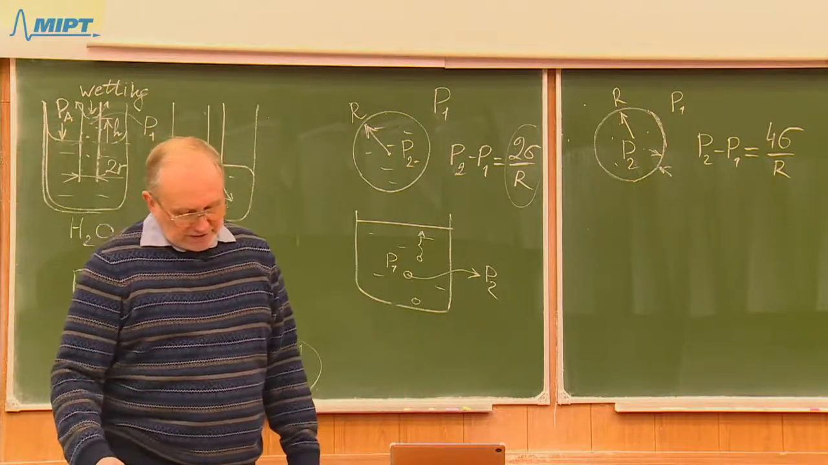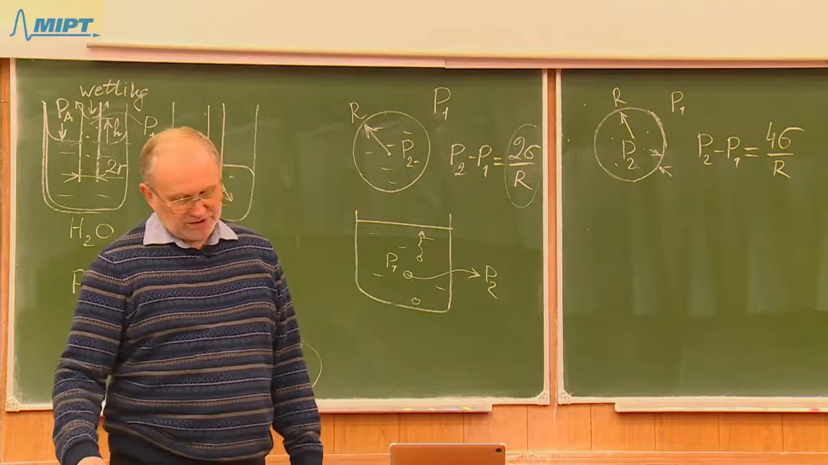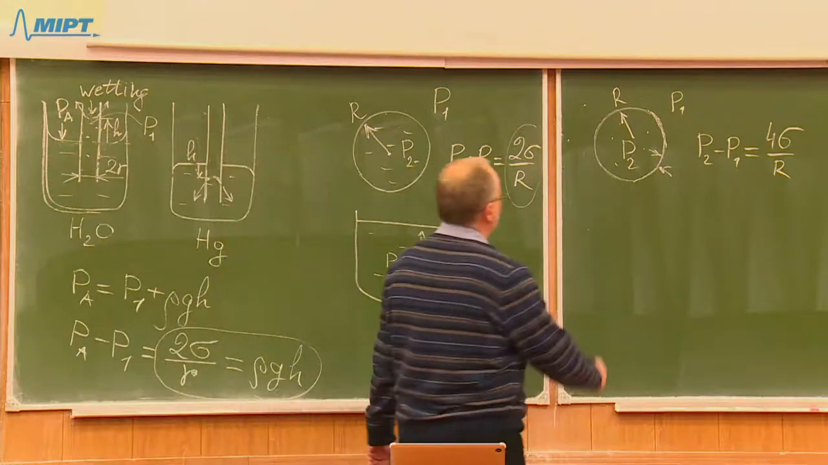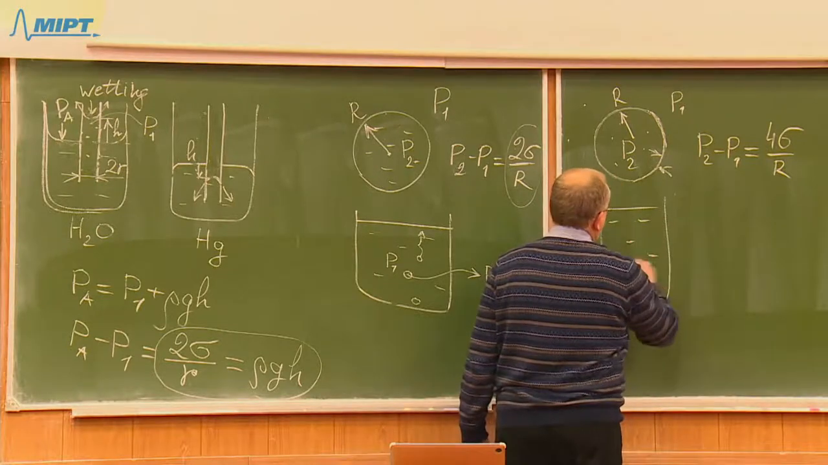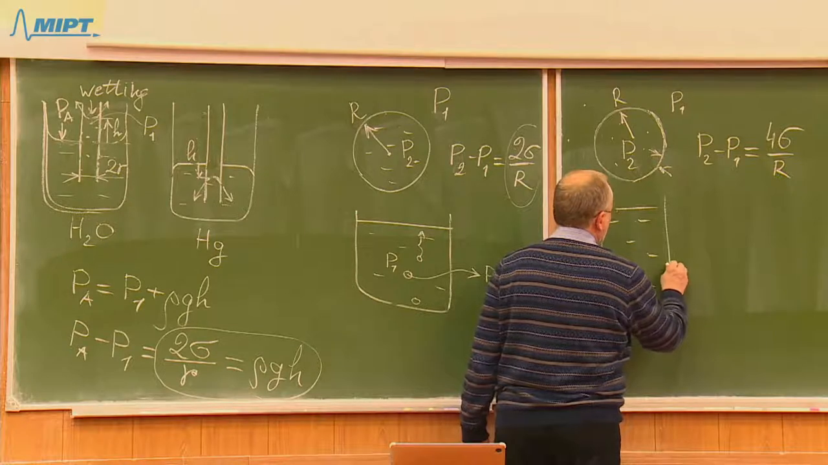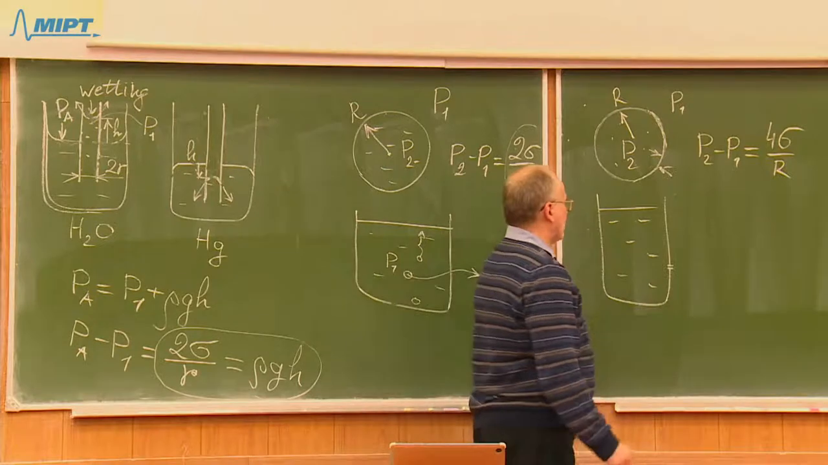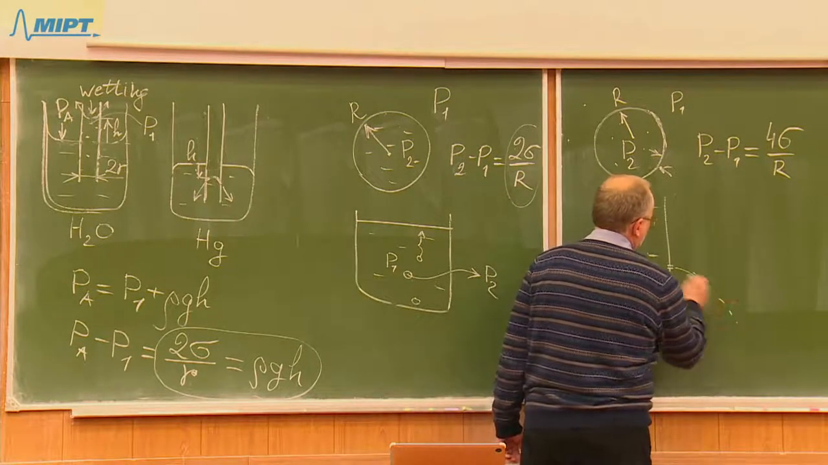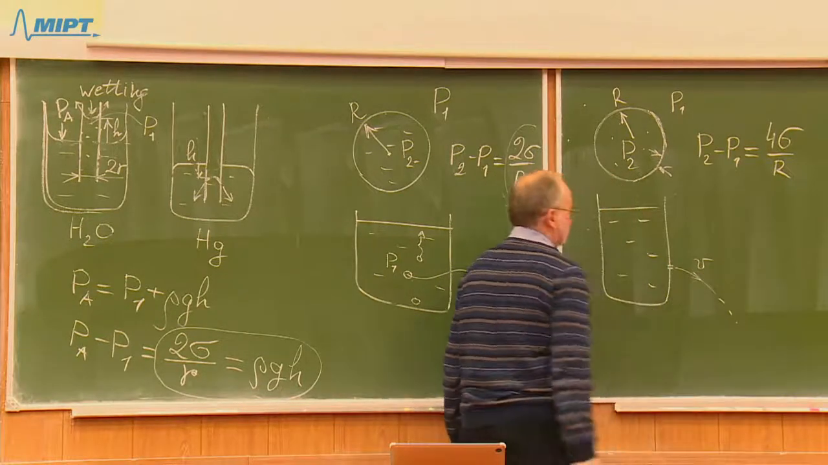And now I would like to discuss another important thing, the velocity of liquid flow. Assume we have a vessel of liquid, and we open a small hole here, a small orifice, so that the liquid will flow from here. The liquid will flow away. And there will be some velocity of liquid flow.